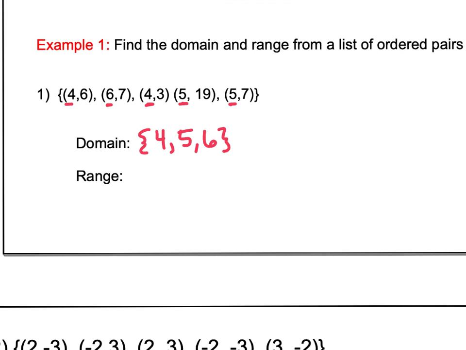The range are just the y values or the output values. The 3, the 7, the 6, the 19, and then there's another 7. So you can use that set notation, but you need to have commas in between. So 3 would come first, then 6 and 7 and 19. If you don't write them in order, it's okay, but your answer keys usually will.